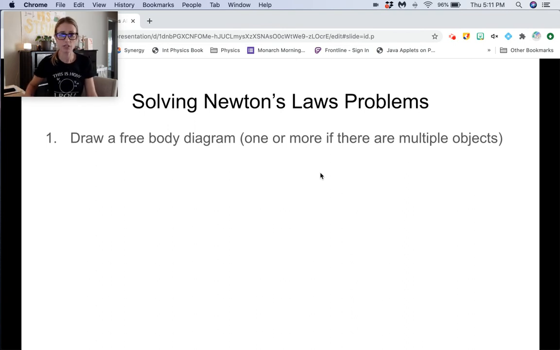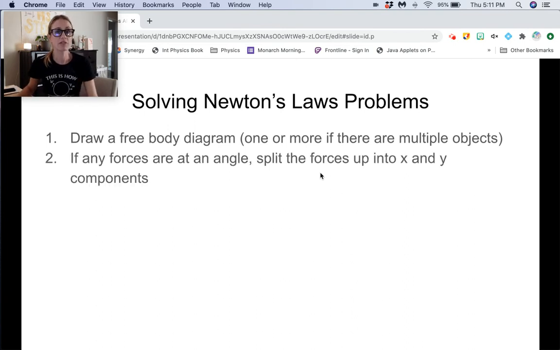Number two, if any forces are at an angle, we want to split those forces up into x and y components. Just like we did with projectile motion, when we have stuff at angles, like velocity in projectile motion, or here forces with free body diagrams, we want them in the same xy plane. So we need to split that angled force up into x and y components so all of the forces are in the same xy plane.